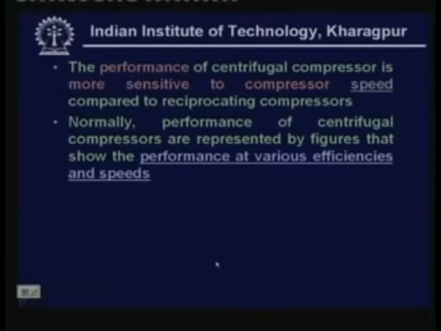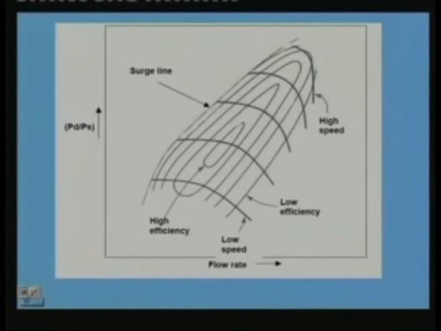Normally performance of centrifugal compressors is represented by figures that show the performance at various efficiencies and speeds. Let me show a typical performance curve which is very useful. This is a typical performance curve of a typical centrifugal compressor, and normally the flow rate is shown on the x axis and the pressure ratio, that is the discharge pressure to the suction pressure, is shown on the y axis, and here the performance is shown for different iso-efficiency lines.